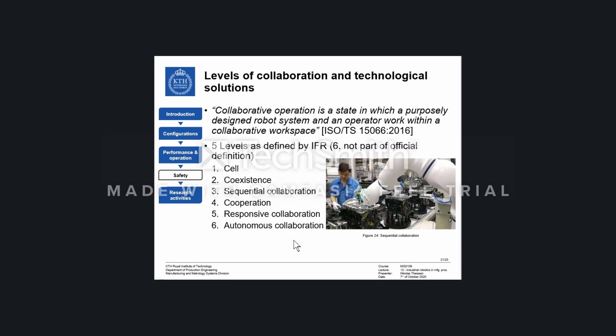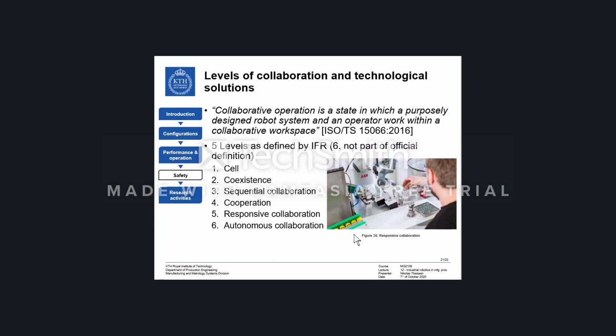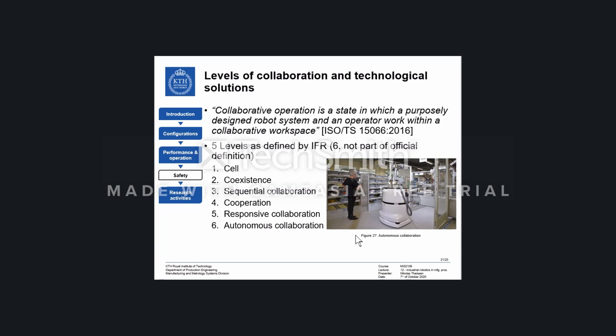The next higher states are cooperation, meaning that both the worker and the robot are active at the same workspace at the same time, and both the robot and the worker move. Then there is responsive collaboration, in which the robot responds in real time to the movement of the worker, and as said, there is autonomous collaboration, in which case the robot is also able to move its base coordinate system.